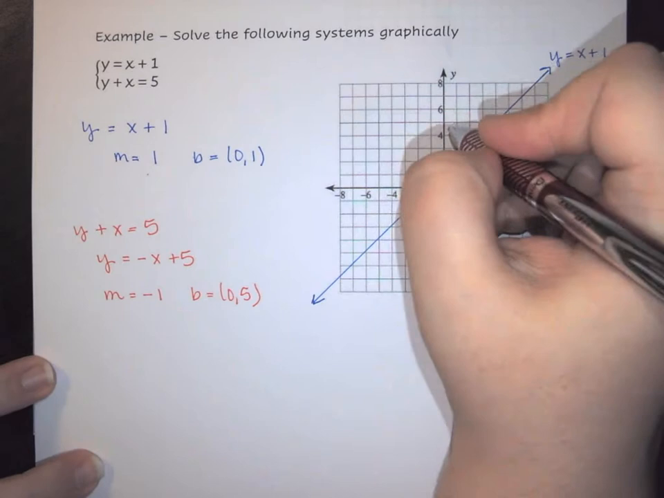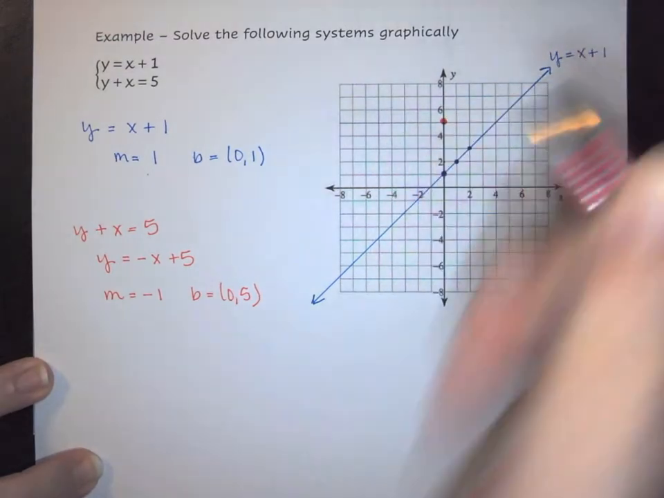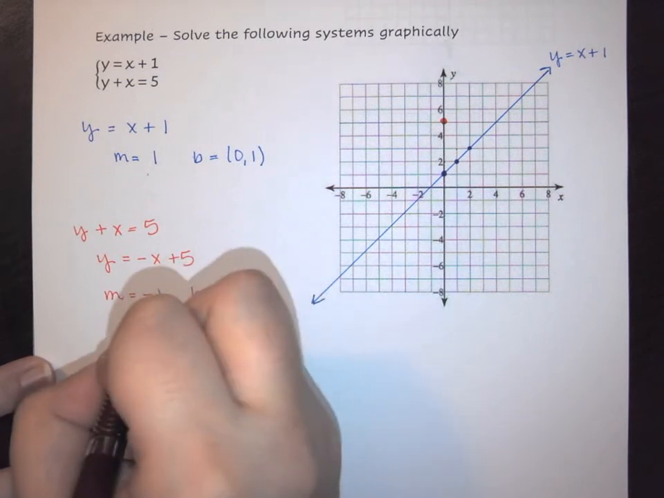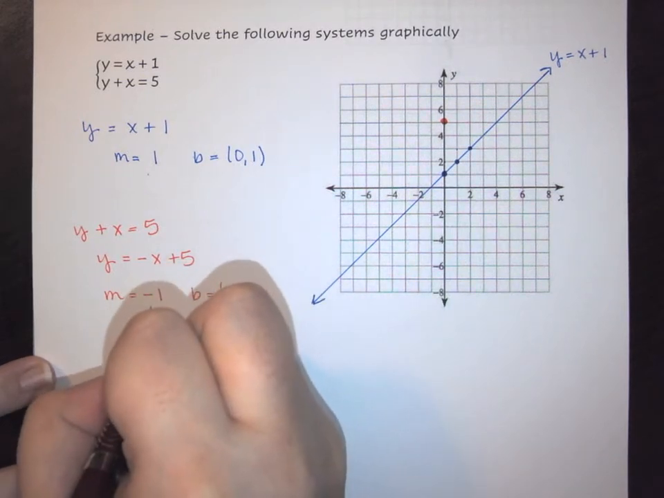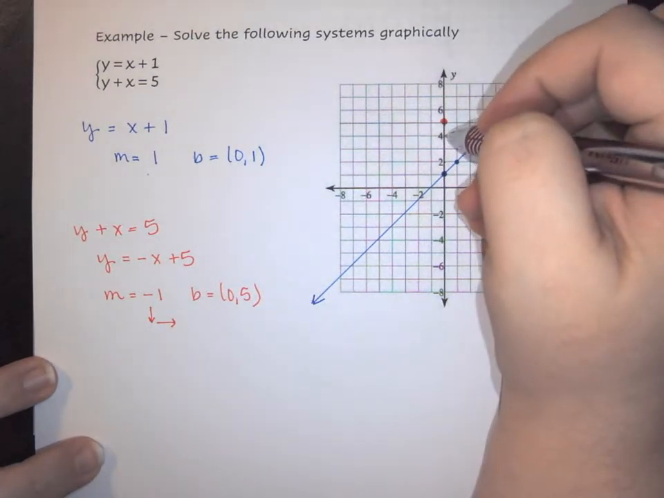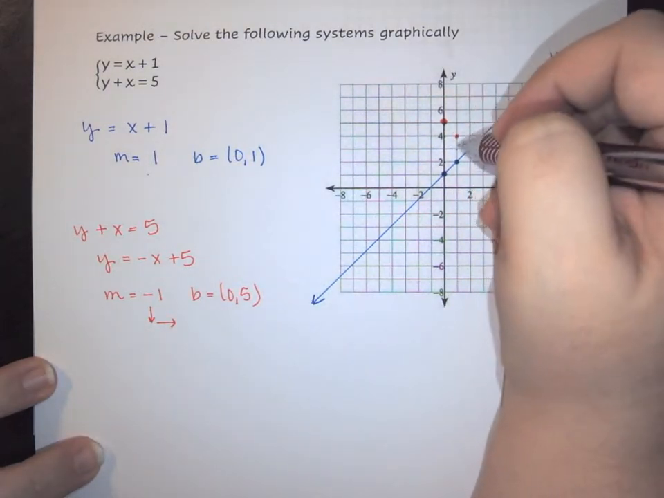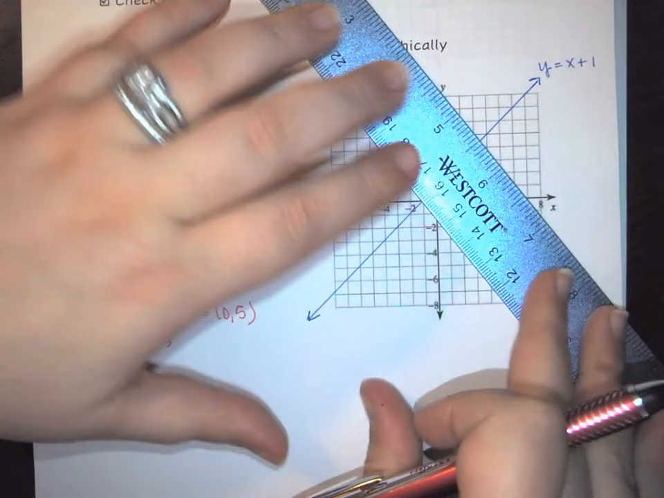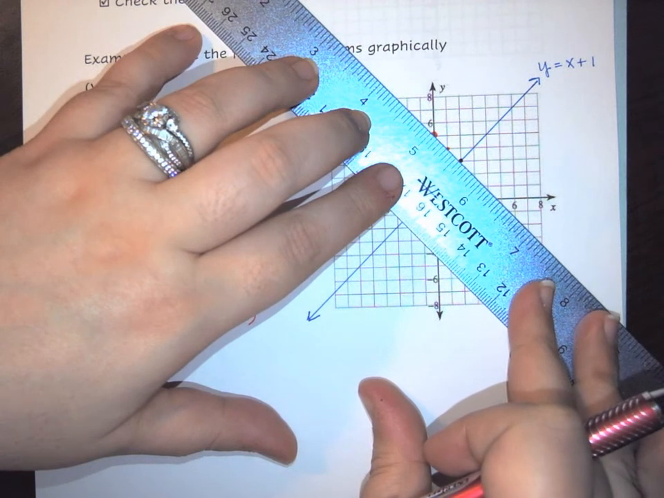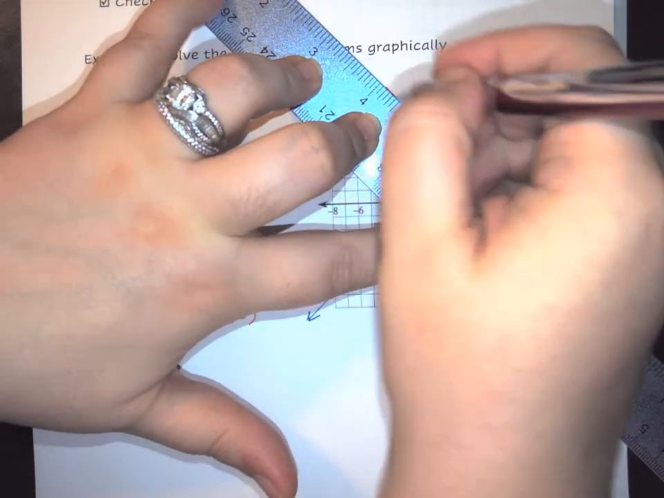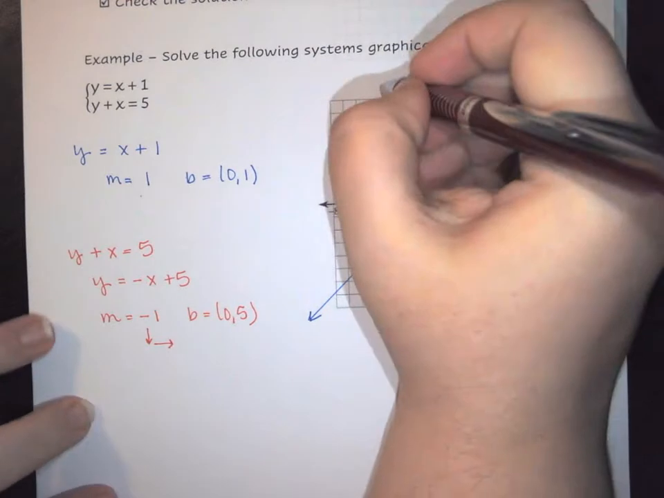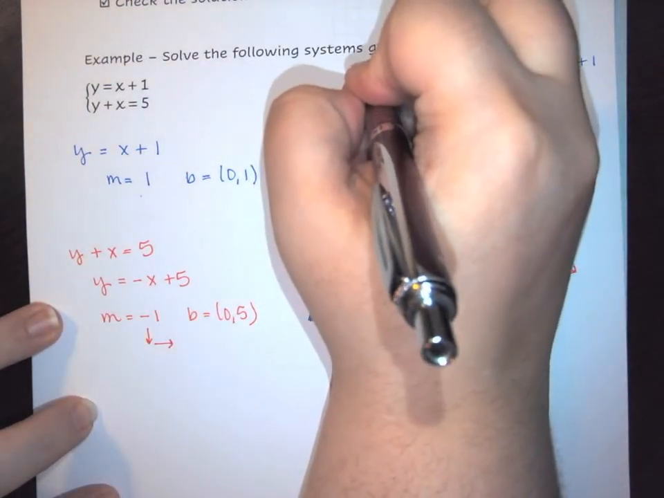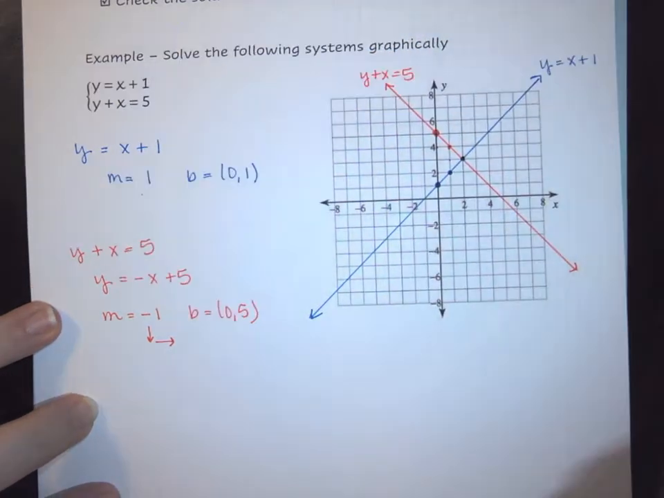So we can graph that intercept first, the point 0, 5, and then here we're going to go down in the y direction, and we're going to go positive in the x. So down 1 over 1. We can do it again, down 1 over 1. Once we know that, we can go ahead and line up the points to graph the line. Just like the other, we can go ahead and label it y plus x equals 5.